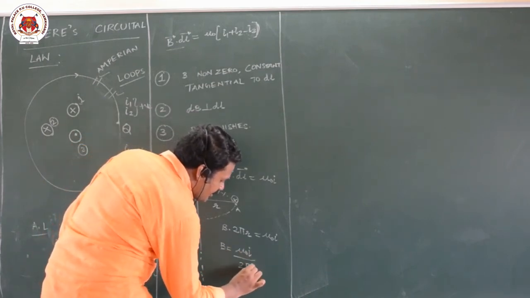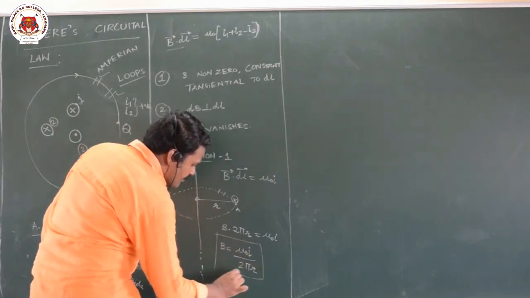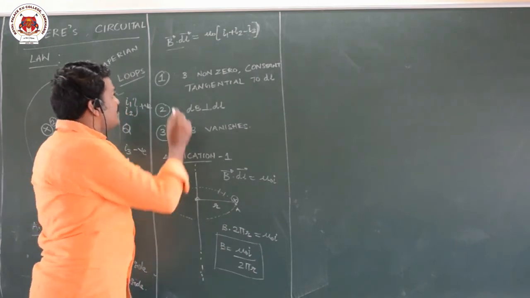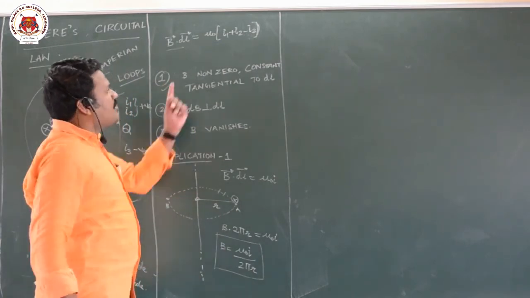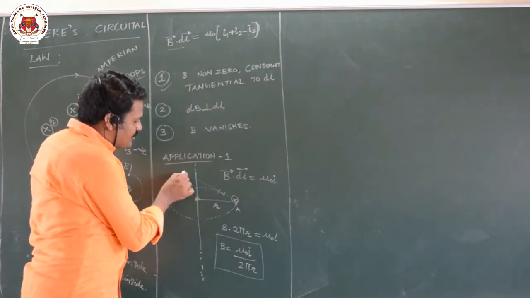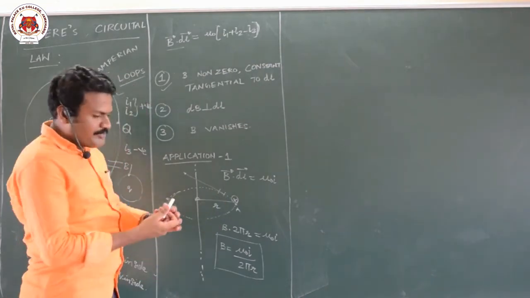This is the magnetic field due to an infinitely long wire. And for this we used the first condition: B is non-zero, constant, and tangential to dl. At every point it is tangential, at every point you can observe. This is the wire.